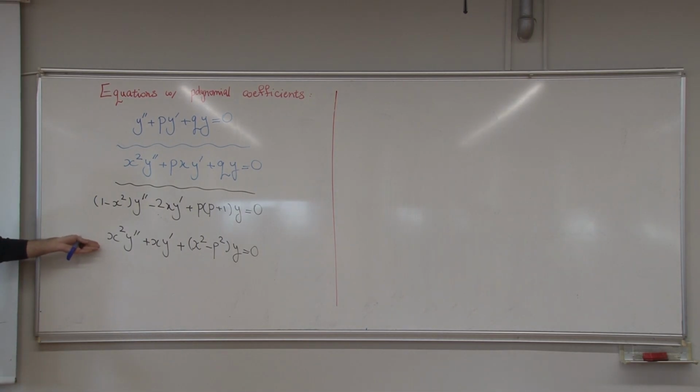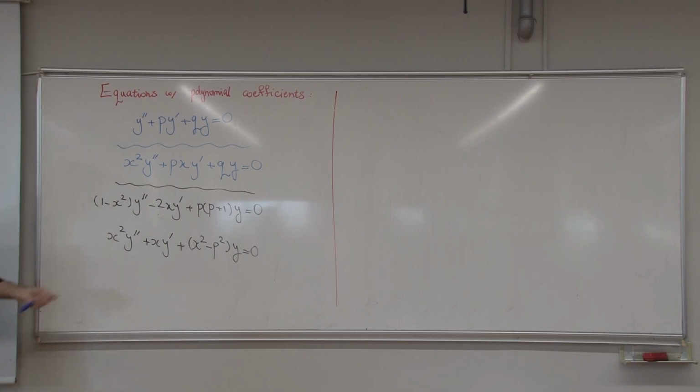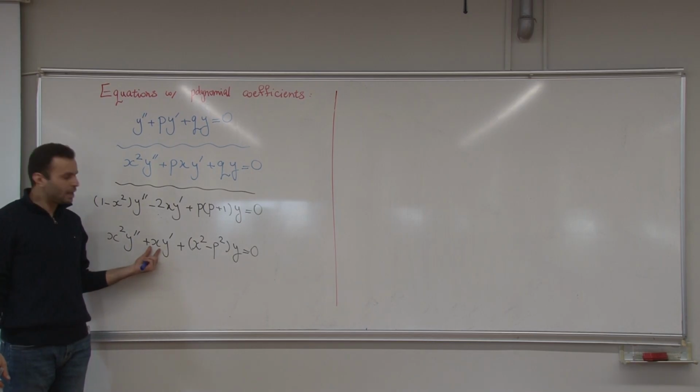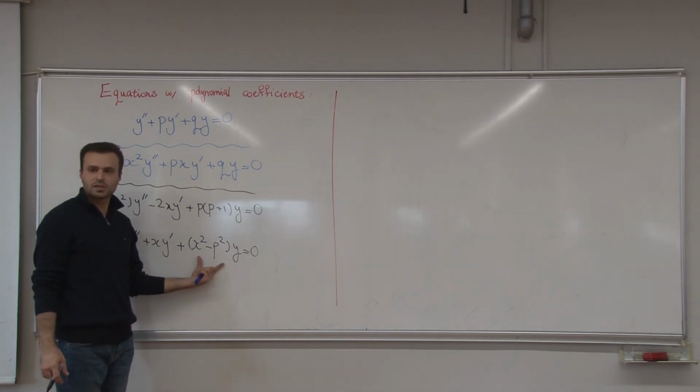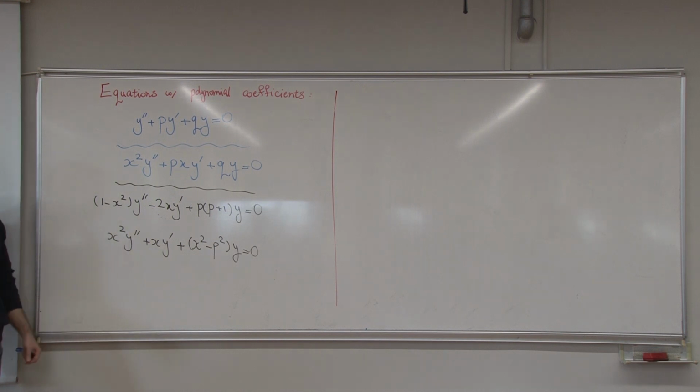Is this an equation such that its coefficients are polynomials or not? Yes, we have a polynomial x to the power of 2. We have a polynomial x. We have this polynomial x2 minus p2. Can I have other kind of polynomials as well?